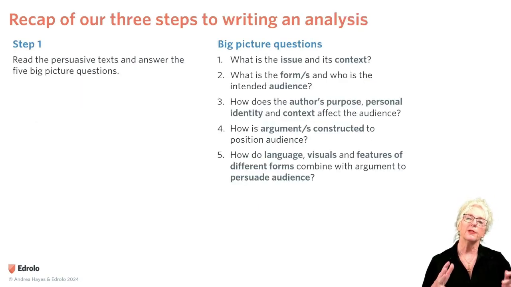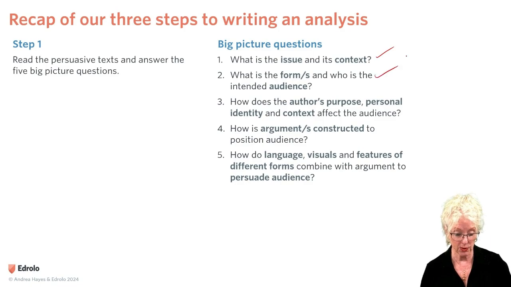Now, let's recap our 3 steps to writing an analysis. Step 1 was read the persuasive texts and answer the 5 big picture questions. These big picture questions: 1, what is the issue and its context? 2, what is the form or forms and who is the intended audience? And is there more than one audience?